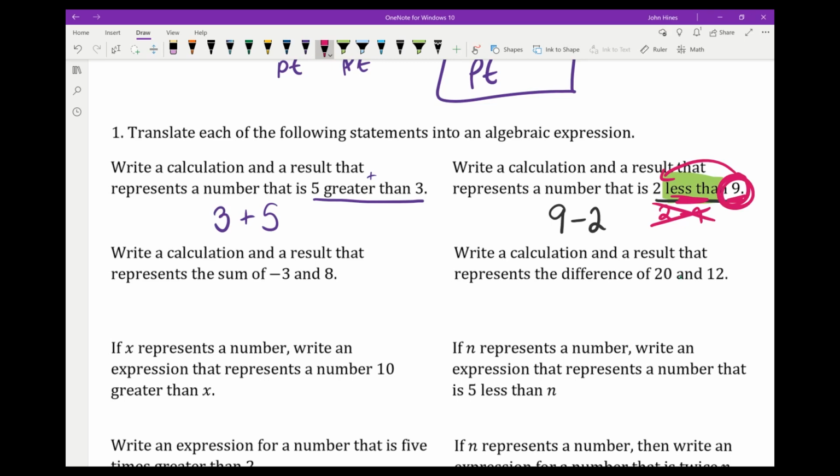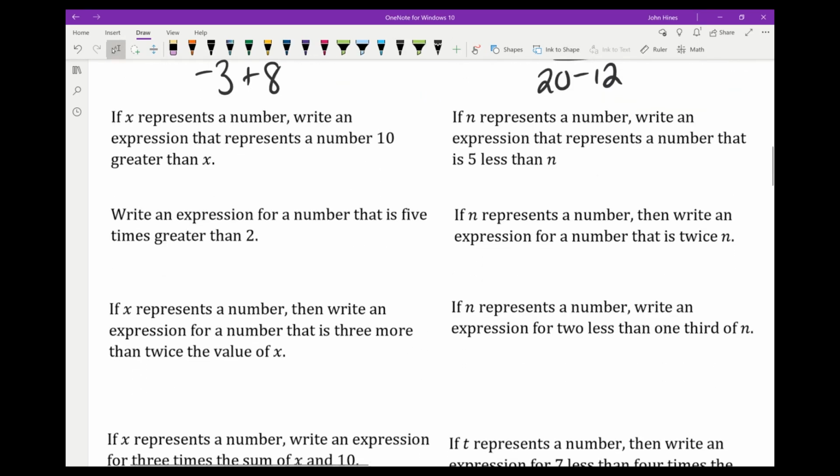Write a calculation and a result that represents the sum, well, sum means add, of -3 and 8. Find the sum. Add them together. Not bad. Write a calculation and a result that represents the difference. Difference is a subtraction operator, so 20 minus 12. Nothing crazy there with moving things around. Difference is normal. It's the less than. Warning that you need to deal with. Less than is the thing that's going to trick us for the next week or so. So please keep your eyes focused on finding less than words.